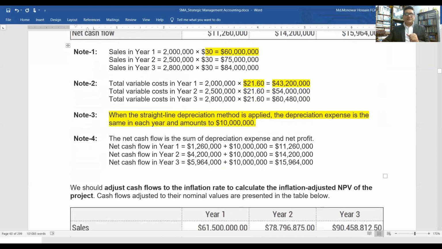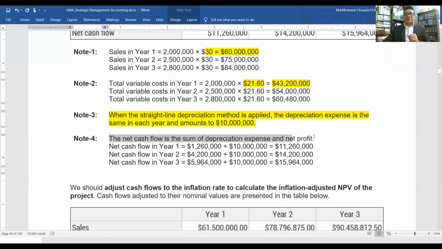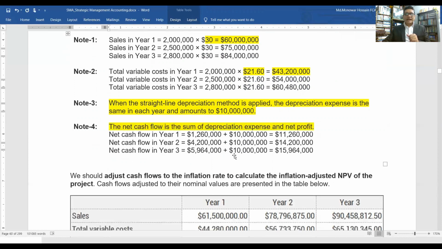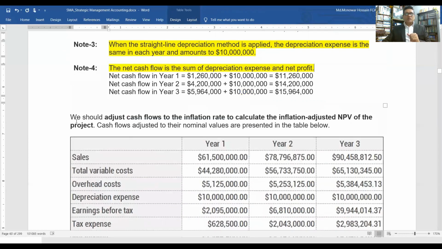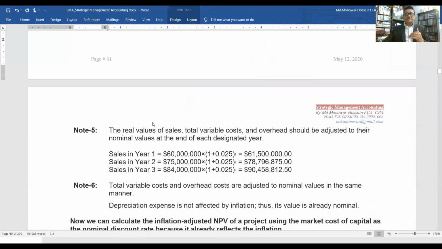So come here, this net cash flow we calculated here, but then with the depreciation, we would adjust the cash flow. See, this cash flow comes to 11.